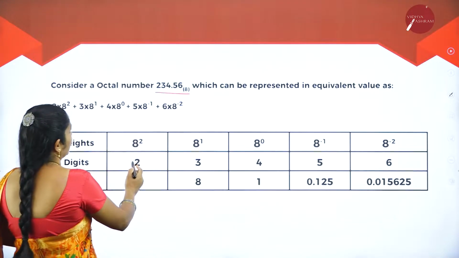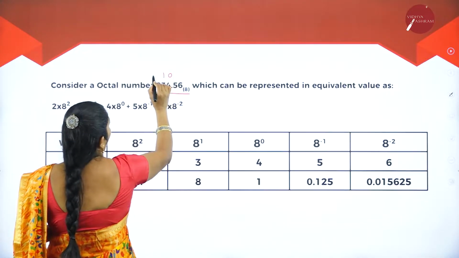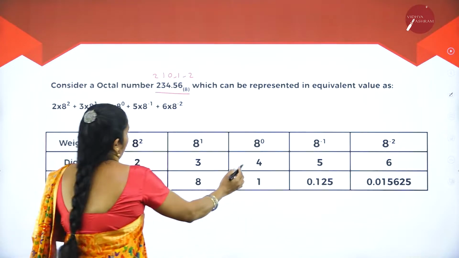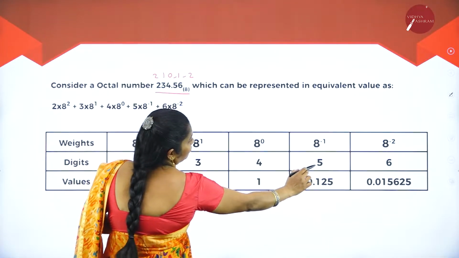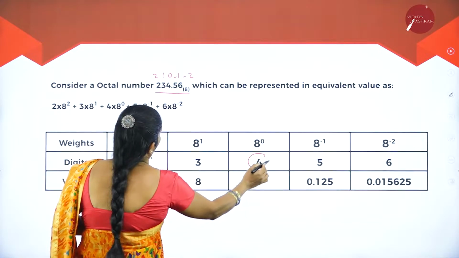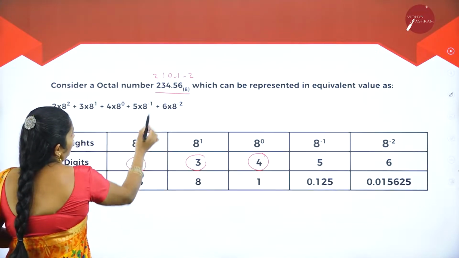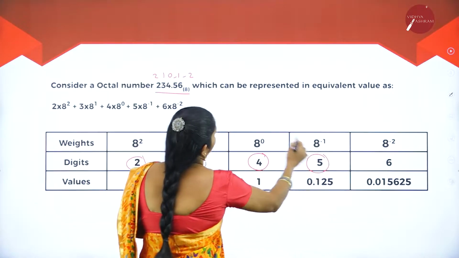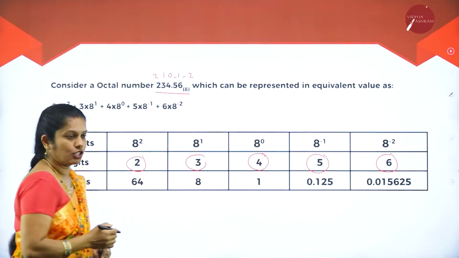234.56. Here, see the powers 0, 1, 2 we have to consider for the integer digits, and minus 1, minus 2 for the fractional digits. The values are 2, 3, 4, then 0.56. For 4, we write 8 to the power of 0. For 3, 8 to the power of 1. For 2, 8 to the power of 2. Then, for the value 5, 8 to the power of minus 1. For the value 6, 8 to the power of minus 2.